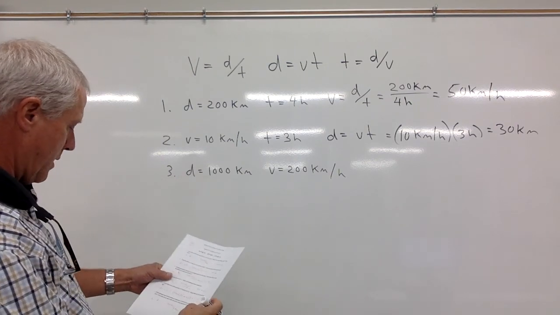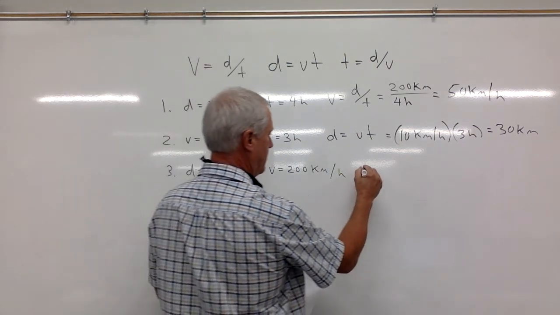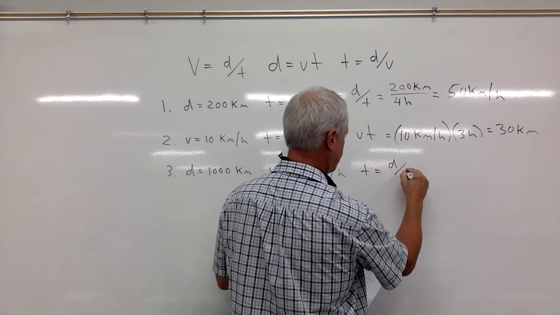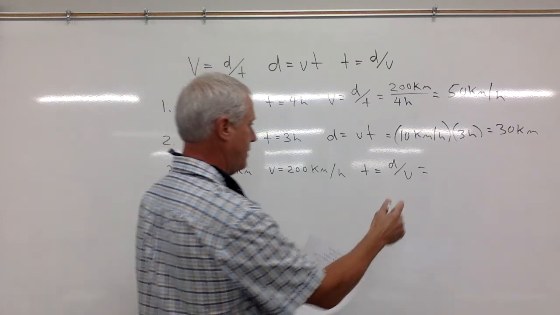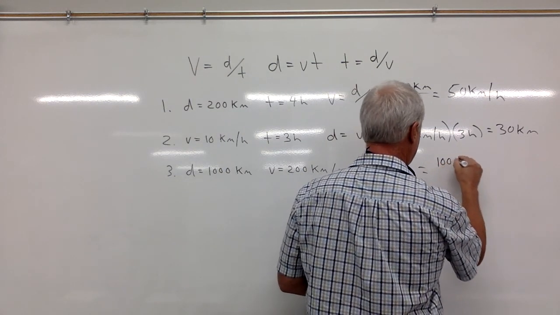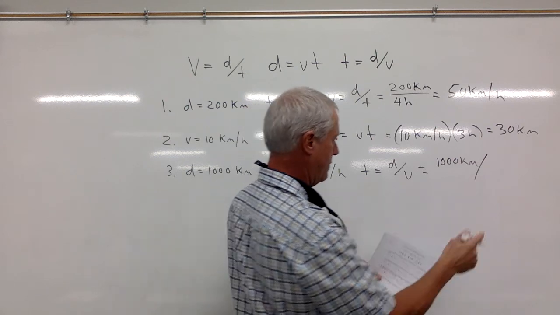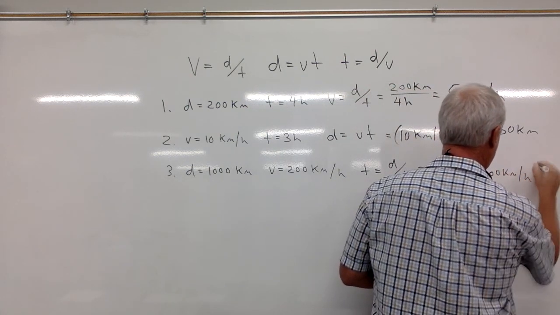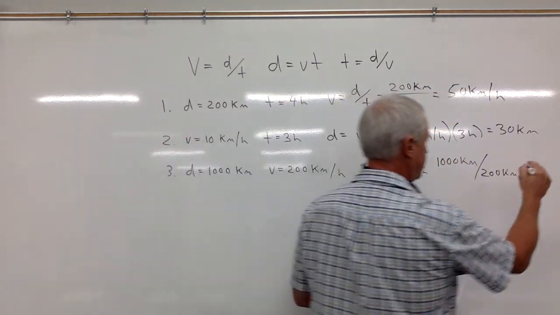And then finally, the third problem was asking for time. So time would equal distance divided by velocity. And in this case, we have 1,000 kilometers divided by 200 kilometers per hour. And that will yield a value of 5 hours.